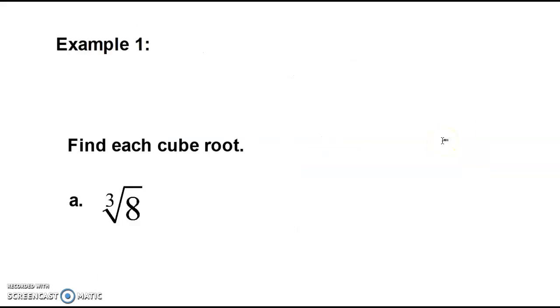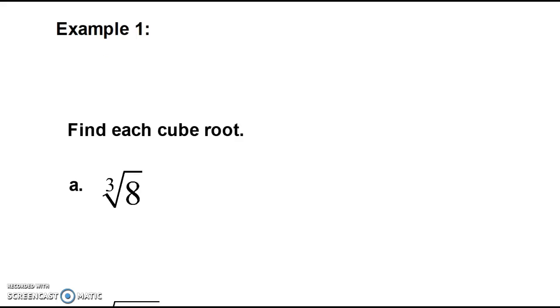Let's take a look at example 1. Find each cube root. So yesterday we talked about square roots. For example, the square root of 16 is 4 because 4 times 4 equals 16. Today we're talking about cube roots. So cube roots are a number that, when multiplied by itself 3 times, gives you that number that you're looking for.